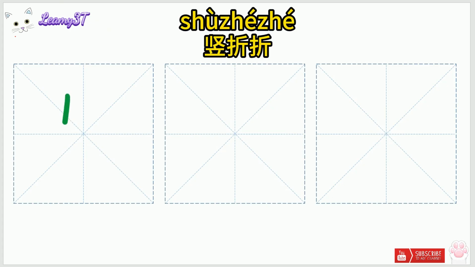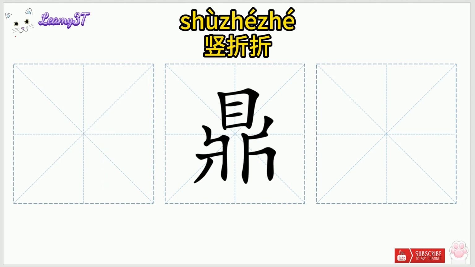竖折折. Among common Chinese characters, this stroke appears quite rarely. It basically only appears in the character 顶. However, this character is quite difficult, so in today's writing section, we'll only write 3 Chinese characters.